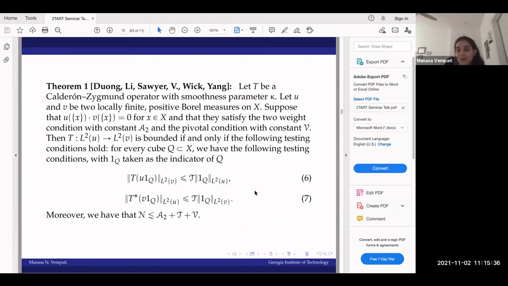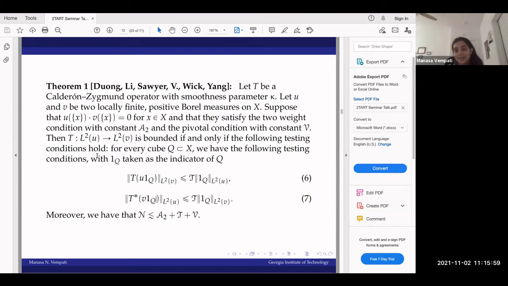Then we say that our operator T is bounded from L^2(U) to L^2(V) if and only if the testing conditions given by 6 and 7 hold. In the testing conditions that you see here, T star is the adjoint operator for the operator T, and 1_Q is the indicator of the cube Q.